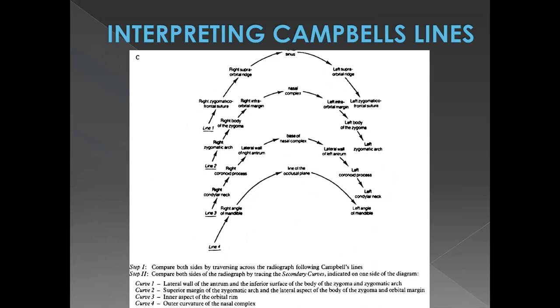Line 3 starts from the condylar neck through the coronoid process to the lateral wall of the right antrum or the zygomatico-maxillary buttress, then the base of the nasal complex, and the same structures on the left side. Line 4 basically passes through the angle of the mandible into the occlusal plane and the angle on the opposite side. And line 5, which was introduced by Trapnell, just follows the inferior border of the mandible.